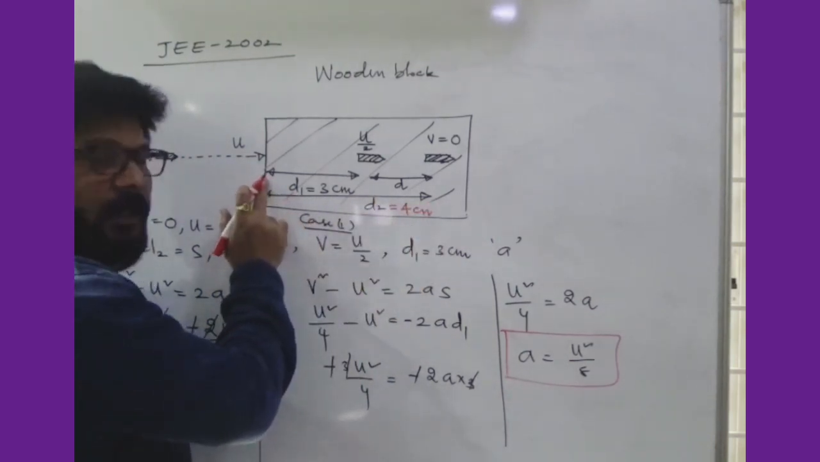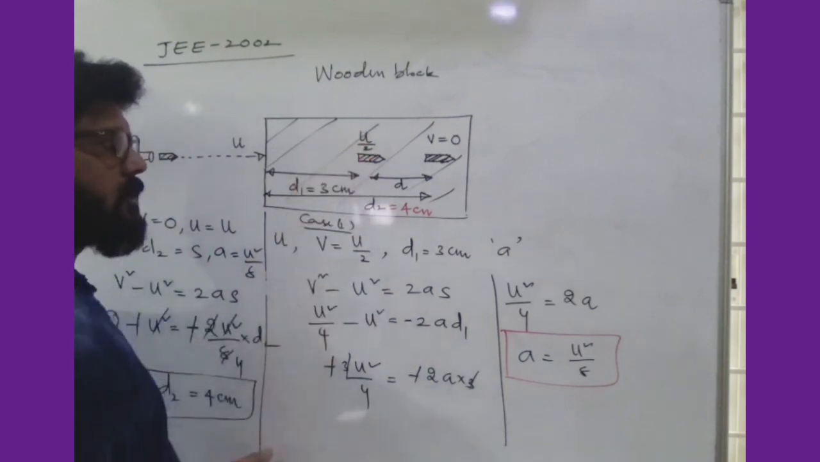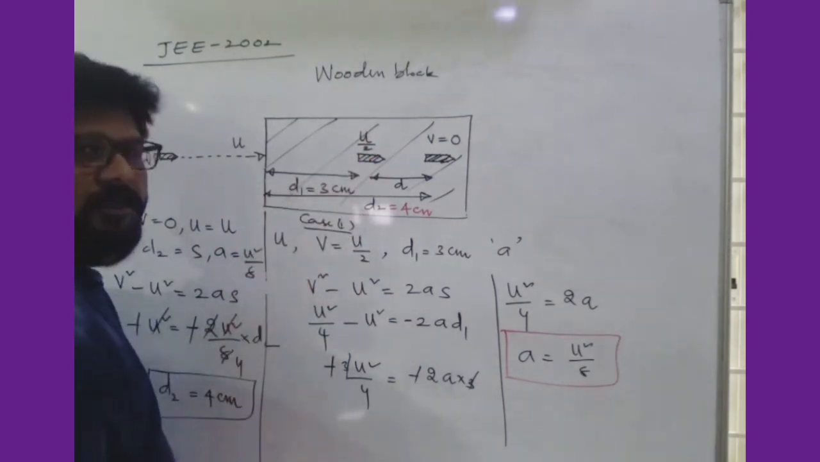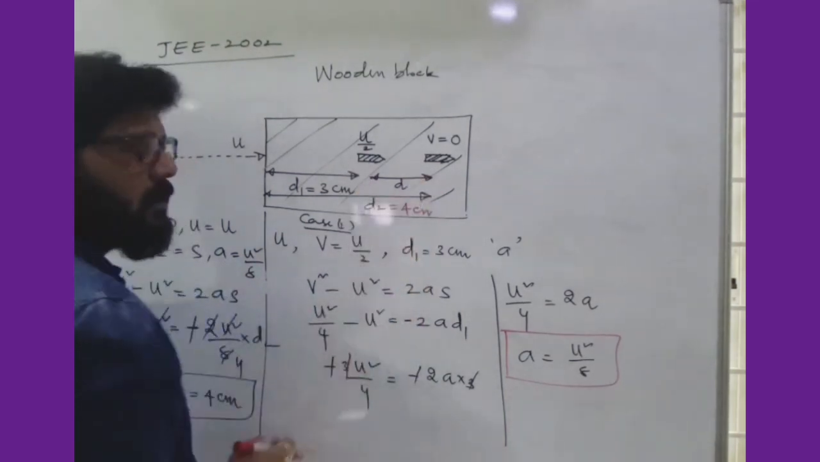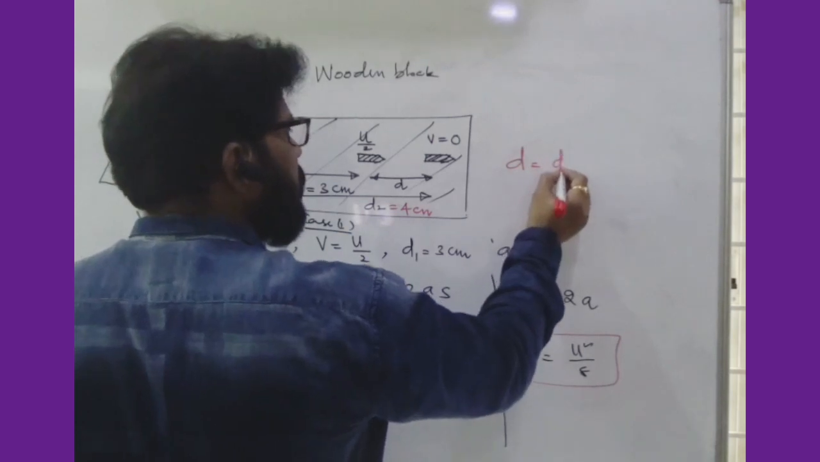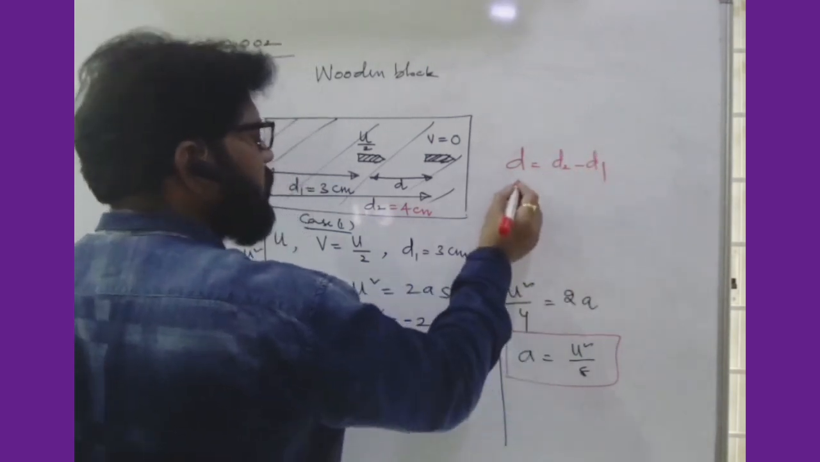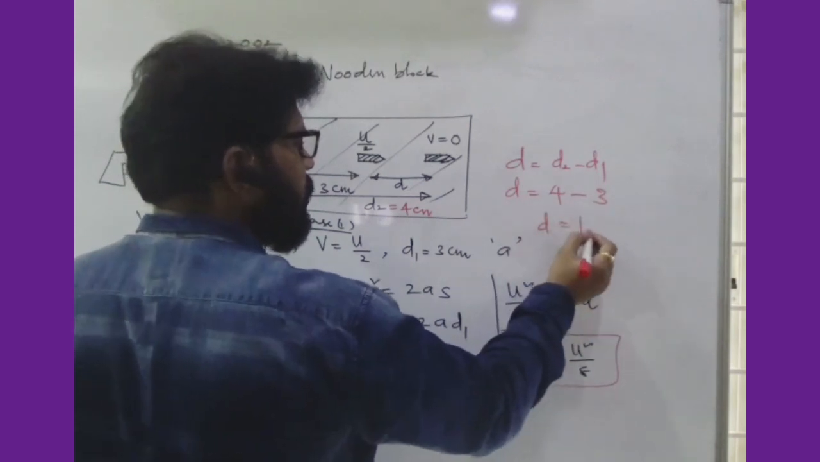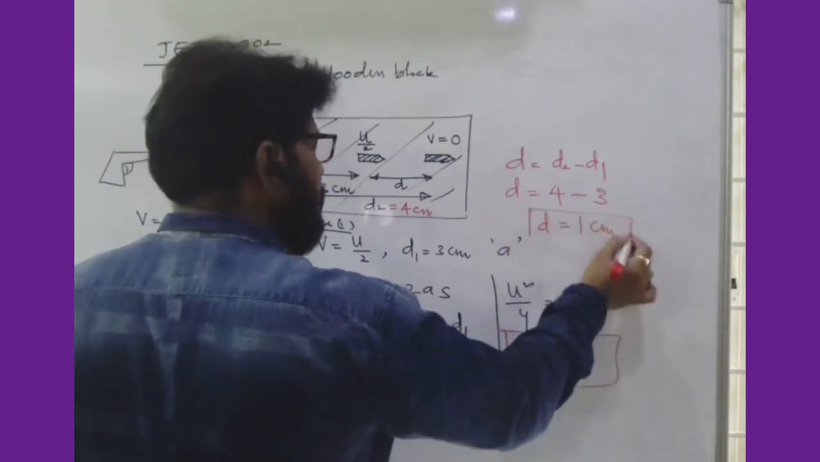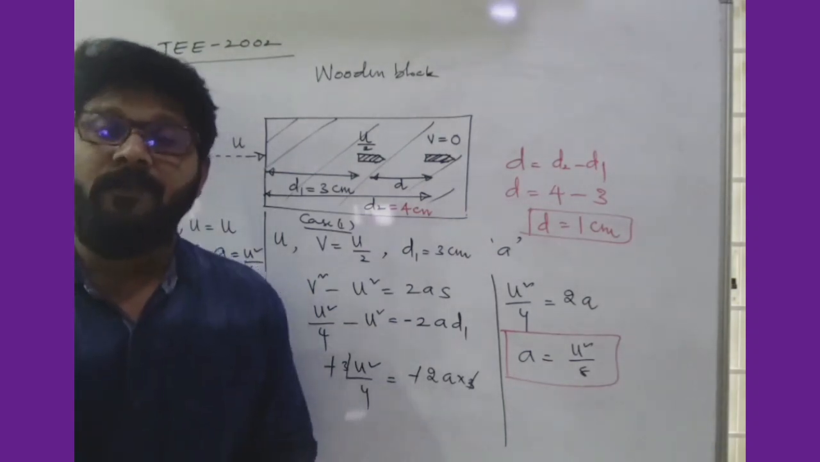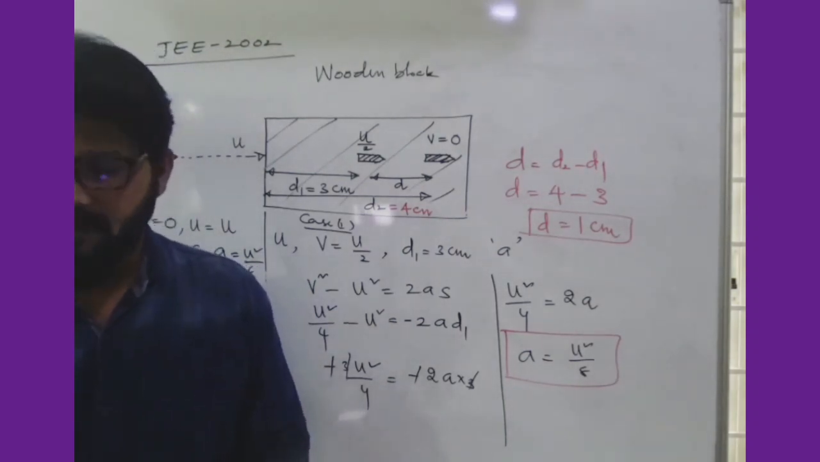From the starting point to where the bullet loses half of its velocity, u by 2, that distance is nothing but 3 centimeters. Now what is this remaining distance? If I want d, it can be written as d2 minus d1. So d is equal to 4 minus 3, which is nothing but d is equal to 1 centimeter is the answer. So further distance it travels when its velocity becomes 0.